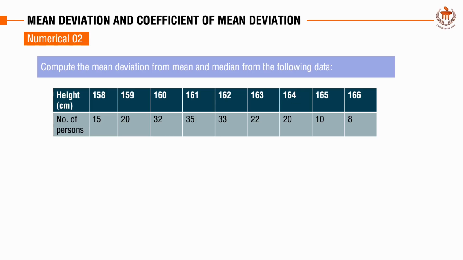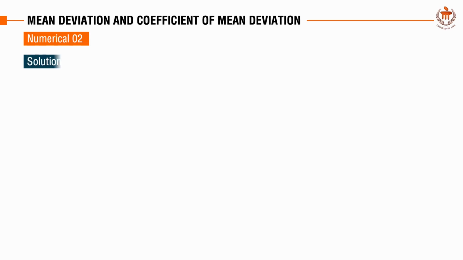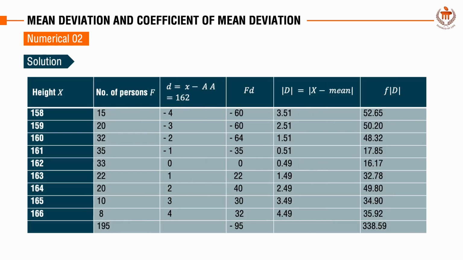So the height given in centimeters is your x value, and the number of persons, or the frequency, is our f value, and the total sum of frequency we are getting is 195. Then for this question, we need to find the d value. D is x minus a. I took a as 162.